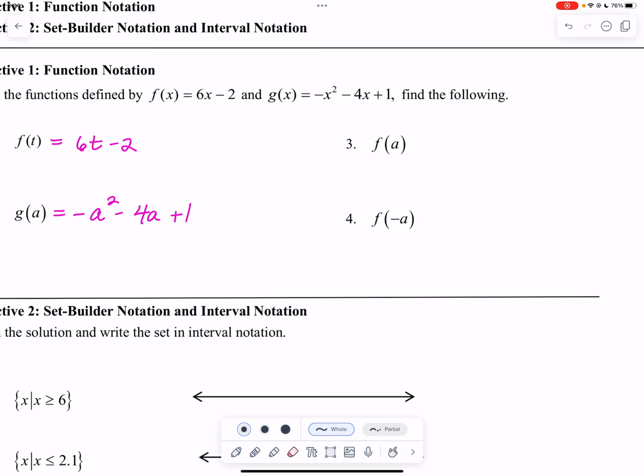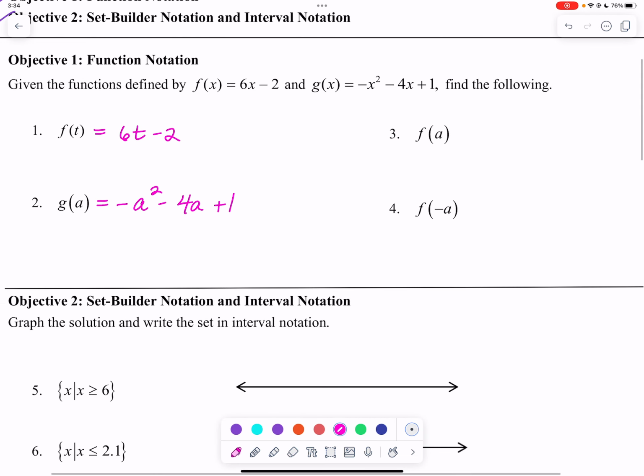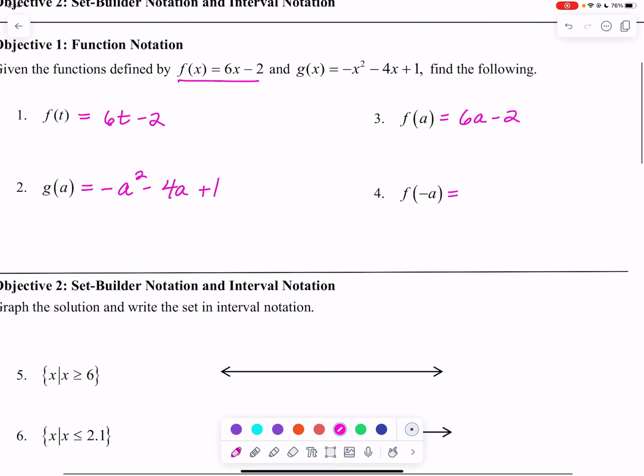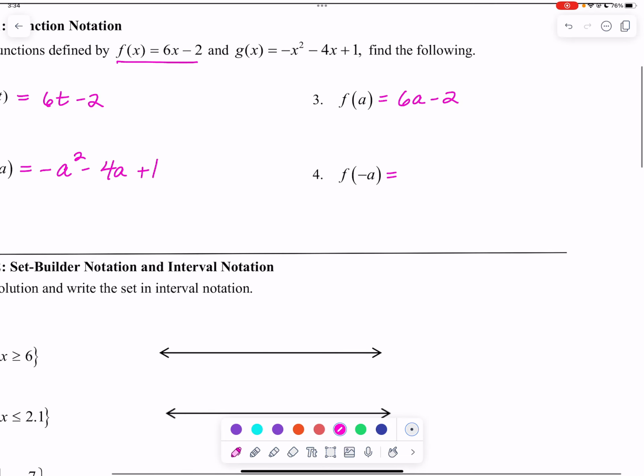Looking at number 3, now we'll find f of a. So again, we're going to the f function, and we will have 6a minus 2. And now for number 4, we are going to have f of the opposite of a. So here we will have 6 times the opposite of a minus 2. We will have negative 6a minus 2.